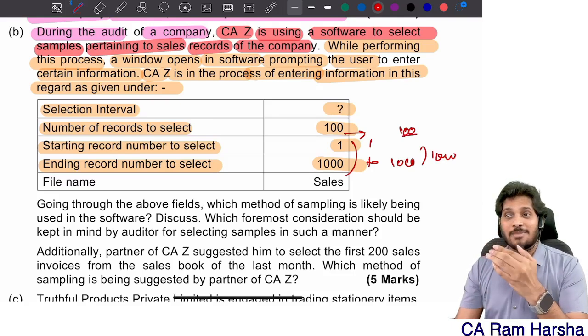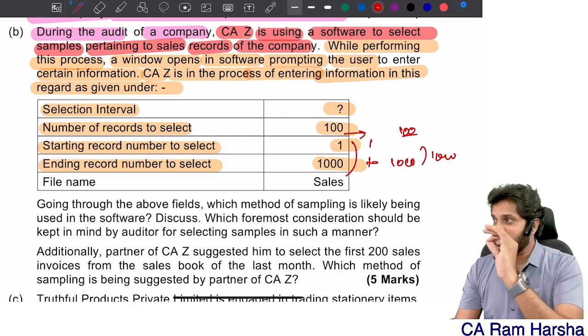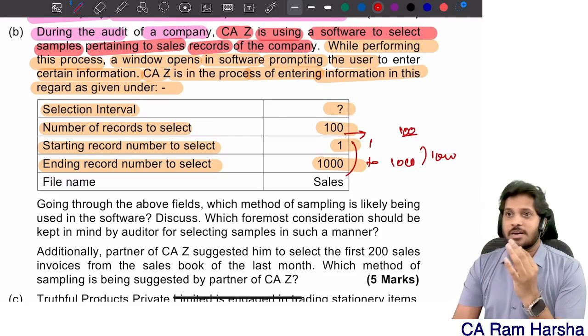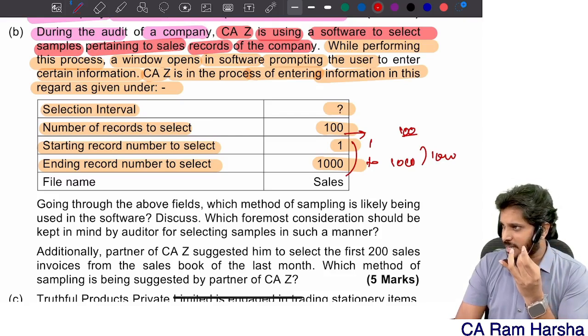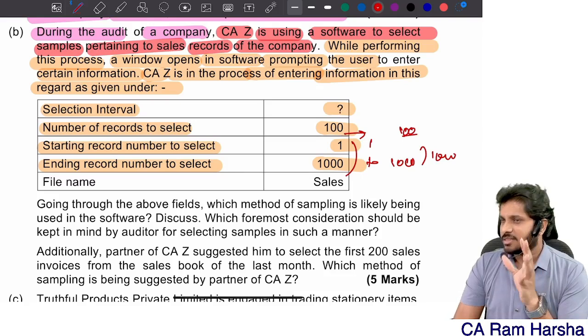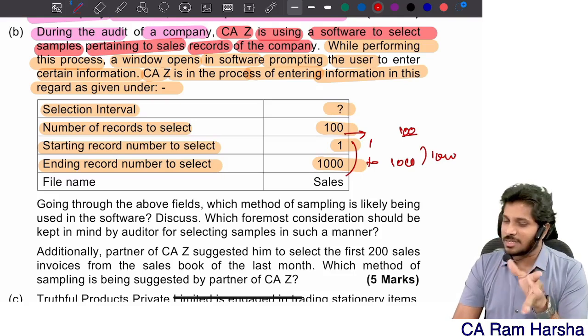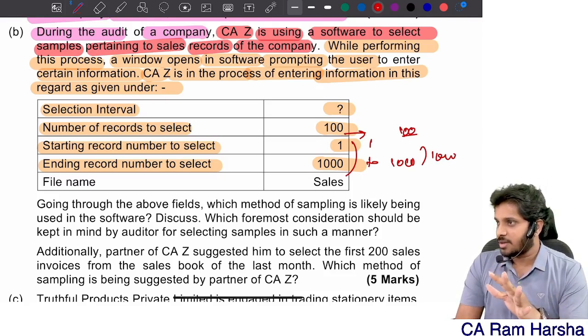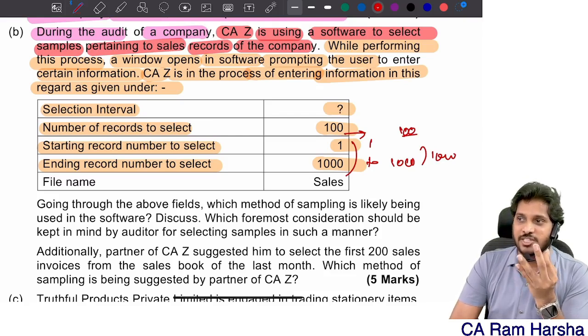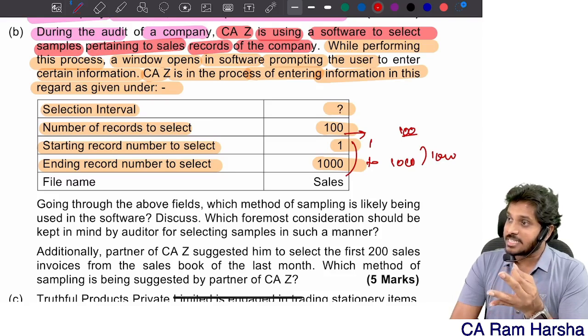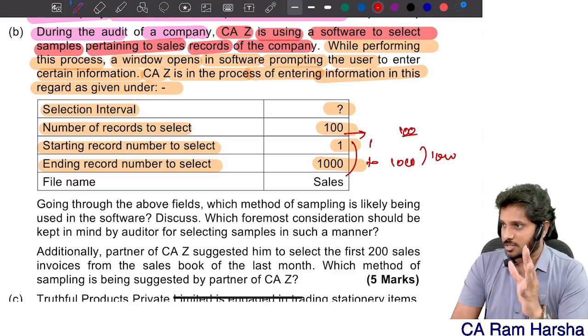You remember the various methods of sampling: simple random sampling, stratified random sampling, systematic sampling, block sampling, monetary unit sampling, and haphazard sampling. There are various other methods also, but in our book only these are covered. Haphazard sampling means what? The auditor will not follow any structured technique, but at the same time the selection method is unbiased.